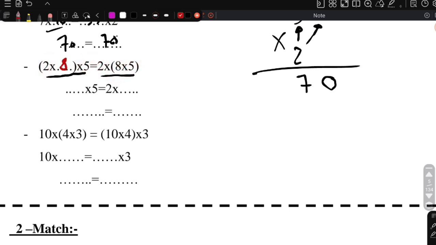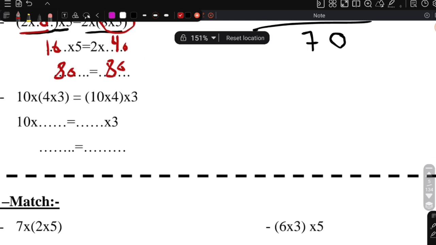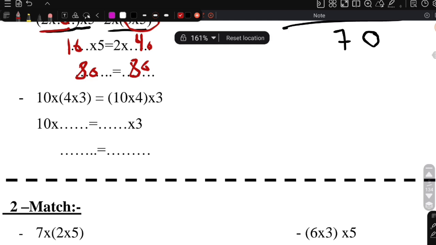And I will start with the parentheses. 8 times 5 equals 40. Perfect. And 2 times 8 will be 16. 2 times 40 will be 80, and 5 times 16 will be 80. Perfect. So let's see the last question.